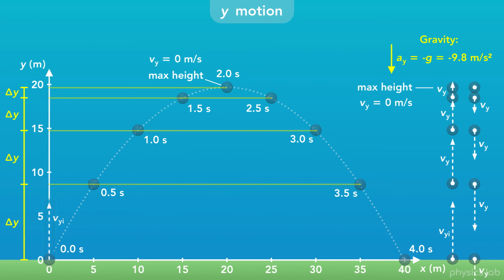The vertical motion is affected by gravity, so the acceleration in the y direction is always 9.8 meters per second squared downwards. In 2D projectile motion, the y motion is the same as 1D projectile motion. The y velocity slows down as the object moves up, the y velocity is 0 at the maximum height, and then the y velocity speeds up as the object falls. The object will be at the same height at equal times before and after the maximum height, and the y velocity is the same at the same height, but the direction is reversed.